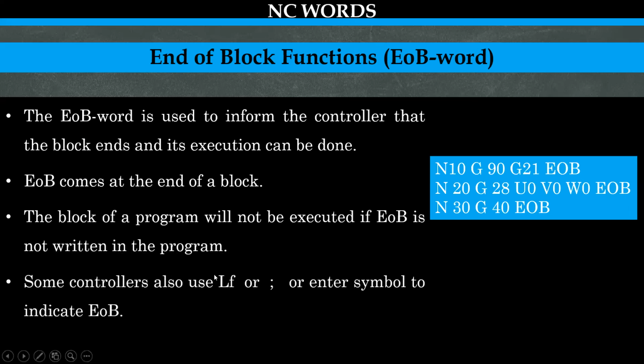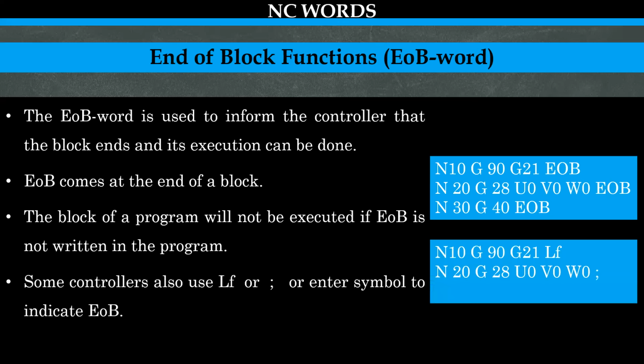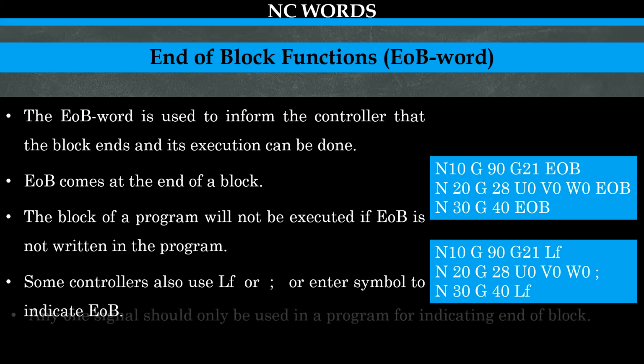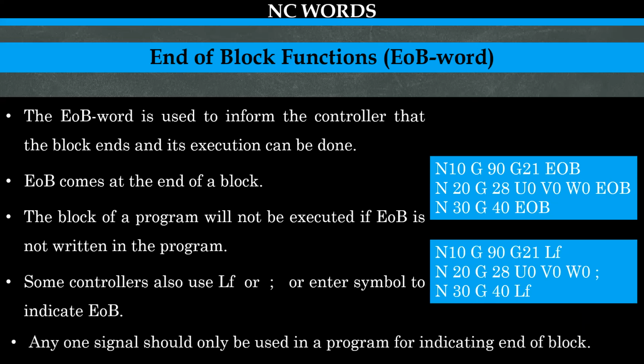Some controllers use LF, that is line feed, or semicolon, or the enter symbol to indicate EOB, like this. Only one signal should be used. Any of these, end of block or enter or semicolon, should be used in the program, and a programmer should not switch from EOB to LF to semicolon, because it depends on the controller whether it uses EOB or LF or semicolon or the enter symbol.